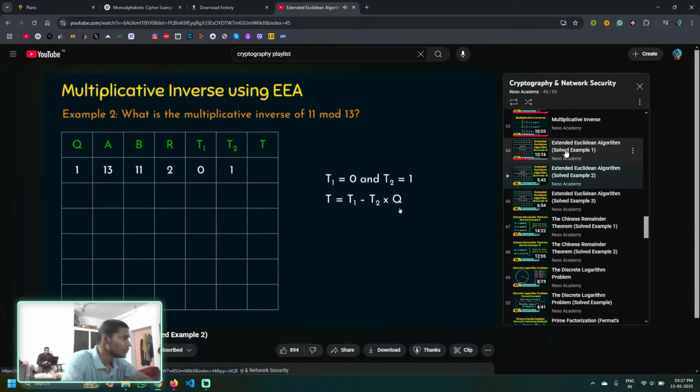t is actually t1 minus t2 into q. So we will substitute the value t1 is 0, which is this, t2 is 1, which is this. After substituting the values and evaluating, we get t is equal to -1. So the current value of t is -1, and the first row is over.